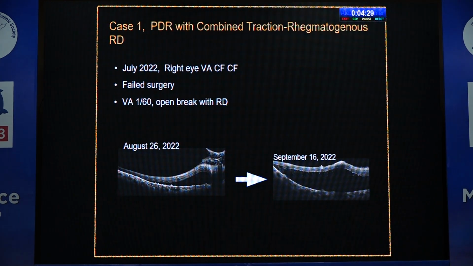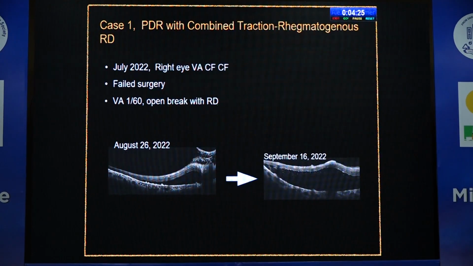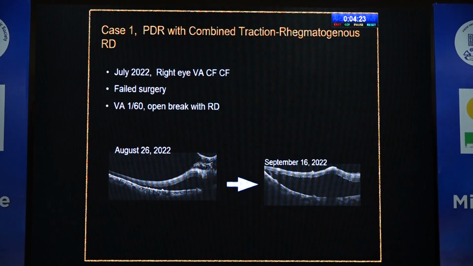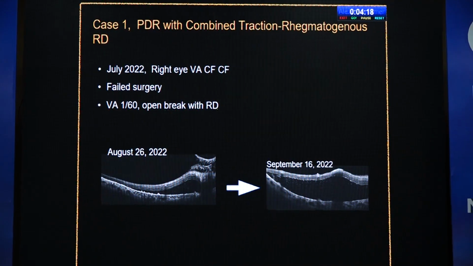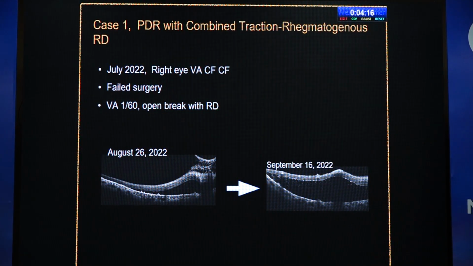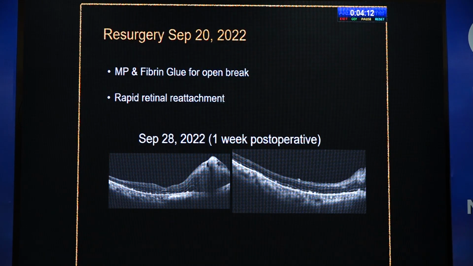So we had this patient who had a failed retinal detachment surgery for complex PDR. Oil was already in the eye. So we thought we have nothing to lose anyway, she will be losing her vision. There was an open break which was causing this. After a little bit of membrane peeling, we put fibrin glue to close the break, and there was an immediate retinal reattachment with minimum positioning.